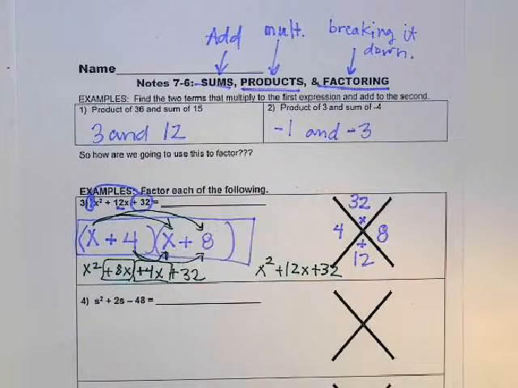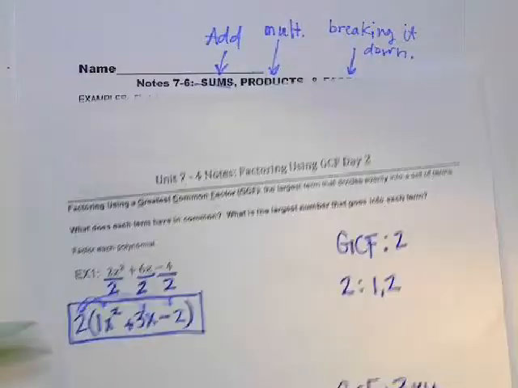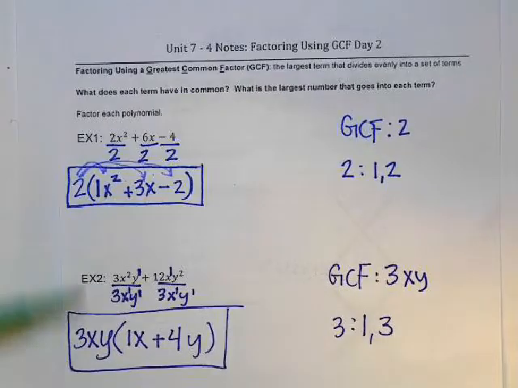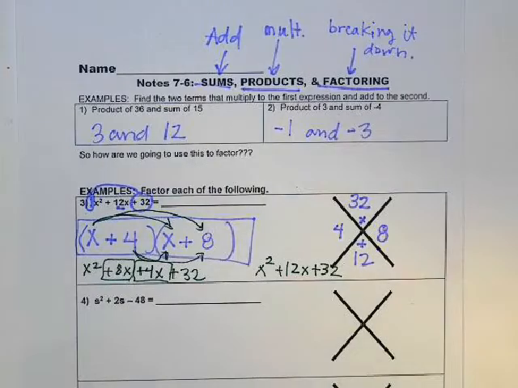So when you're factoring by GCF, that means that you just have one number on the outside. When you're factoring by X factor, that means you're doing the opposite of double distribute. Questions?